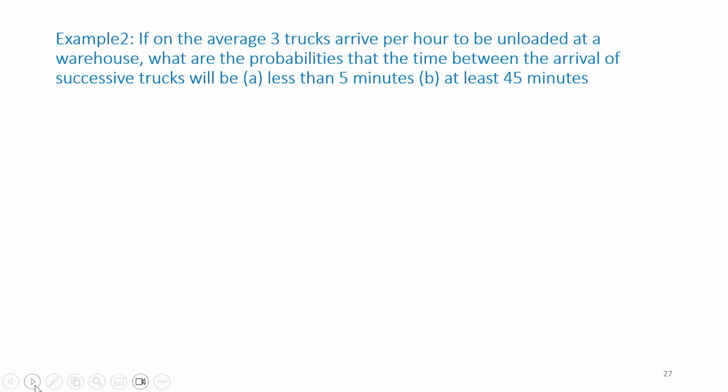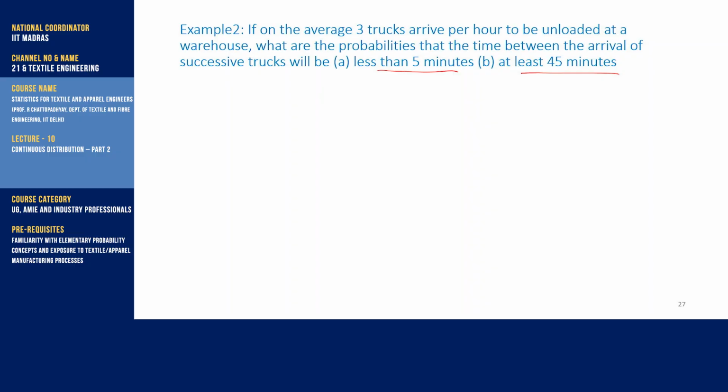If on the average 3 trucks arrive per hour to be unloaded at a warehouse, what are the probabilities that the time between the arrivals of successive trucks will be less than 5 minutes or at least 45 minutes? Because depending upon the probabilities, the manager can decide the availability of manpower.